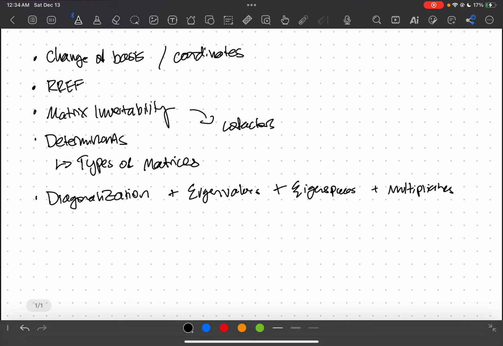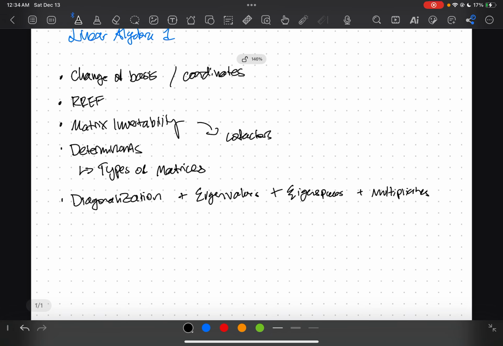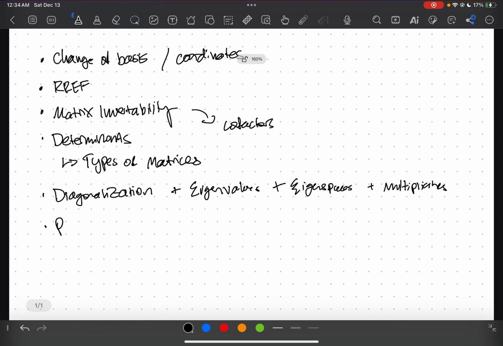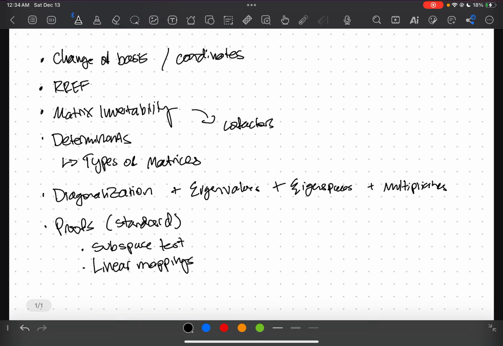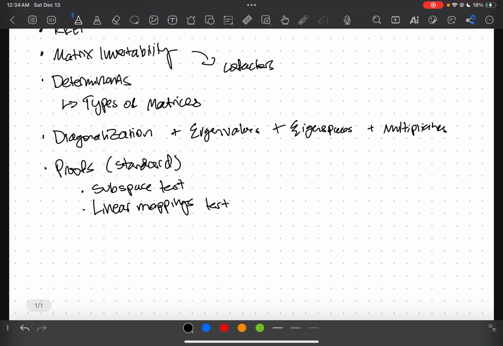And these are all computational, in terms of proofs that are pretty standard, because I can't list every single proof. There's like subspace test, linear mapping test, linear combination, like independence test.